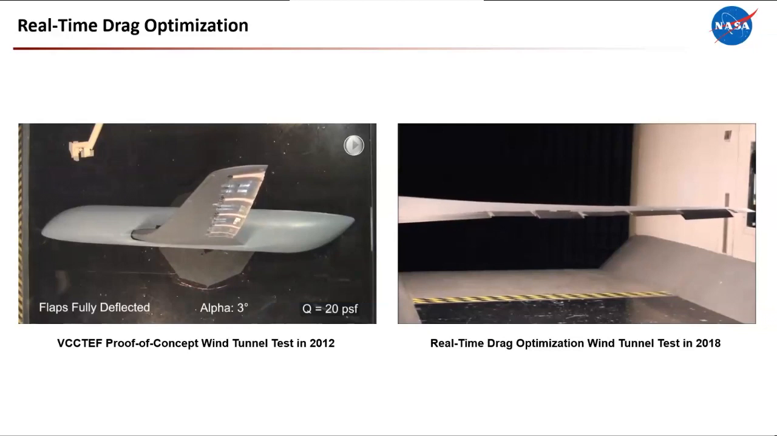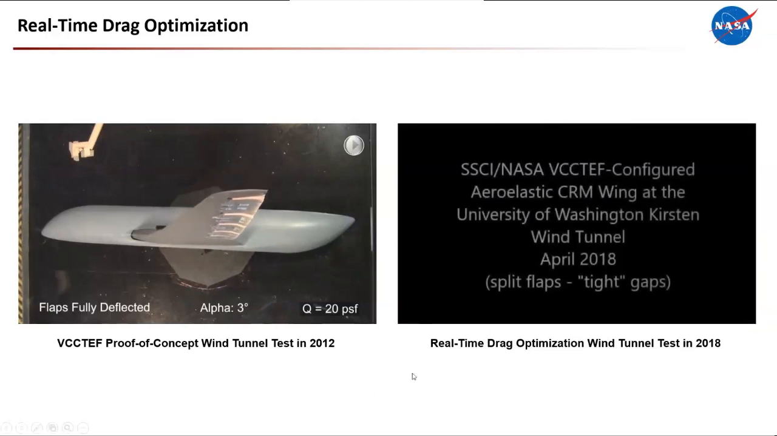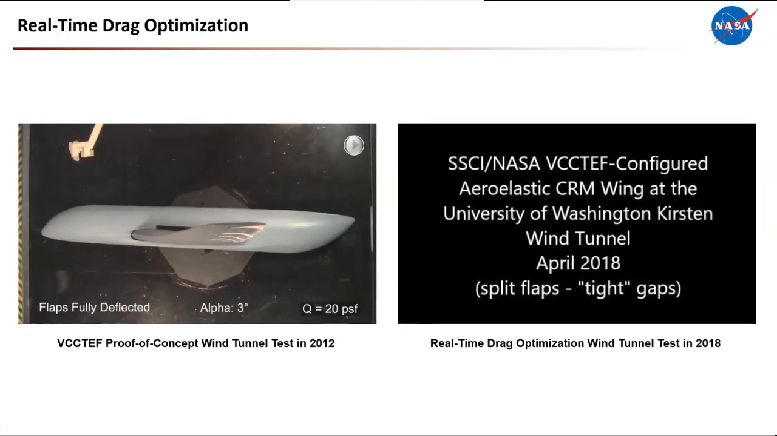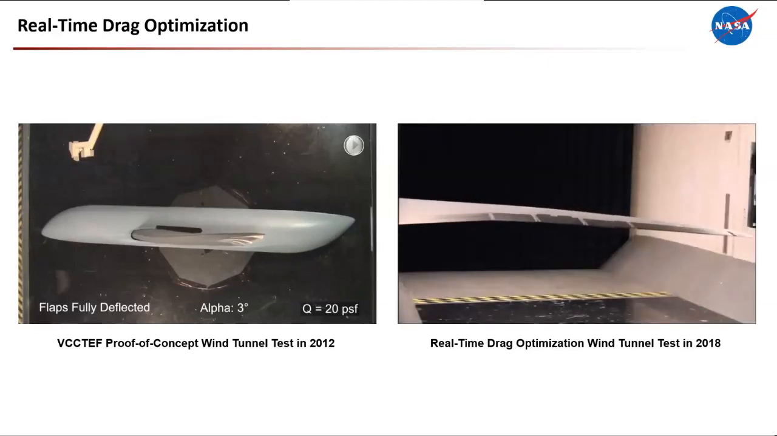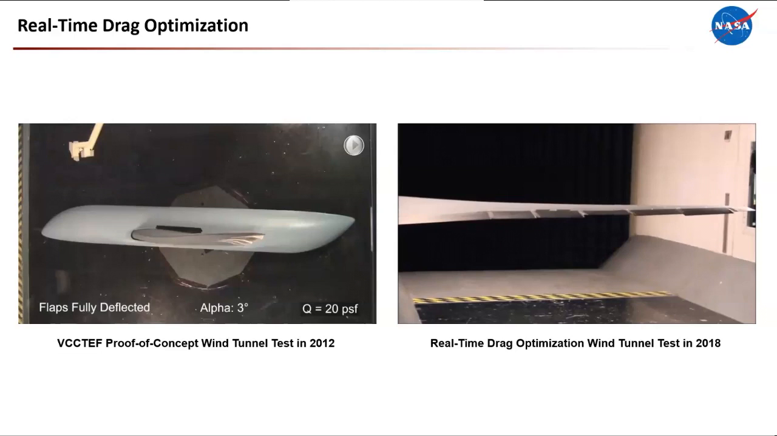And then the video on the right, I don't know if you can see it, is when we did the real-time drag minimization experiment. So we have the actuators that are actually active. The wing has actively controlled actuators. And it just does a system ID in real time by perturbing the flap, and it gets the drag and lift, and it does a sensitivity calculation by numerical differentiation, and then uses that to conduct the drag optimization. So those are the two wind tunnel experiments that we did to validate this variable camber continuous trailing edge flap technology. And I think that brings this presentation to an end.